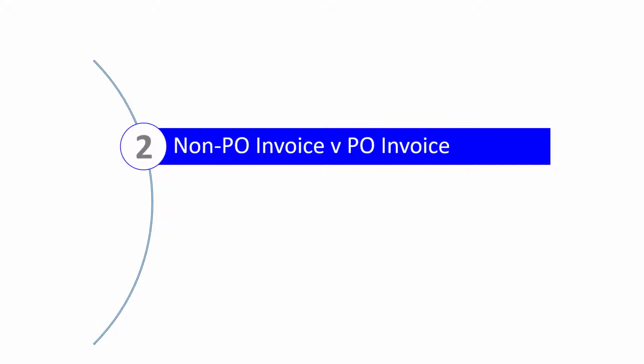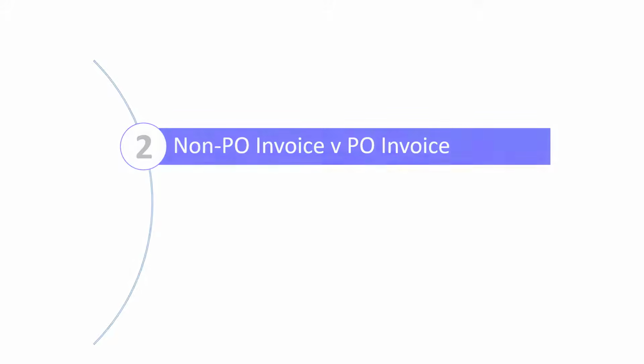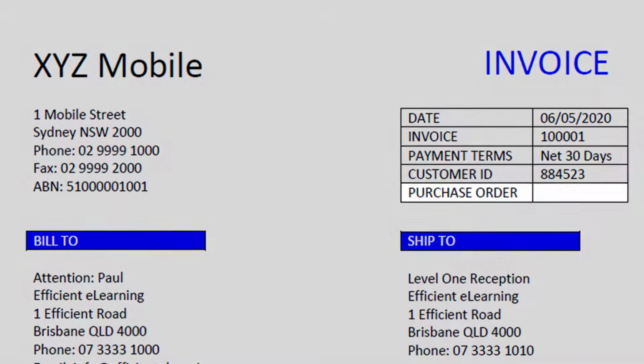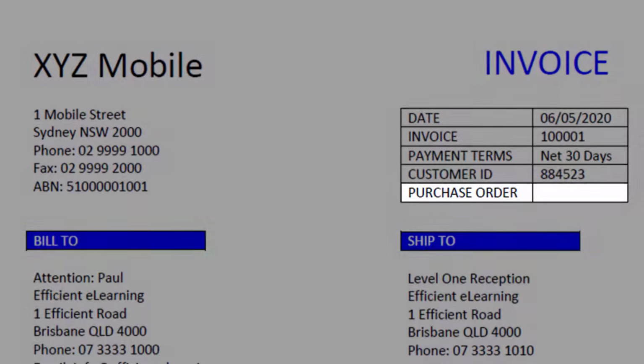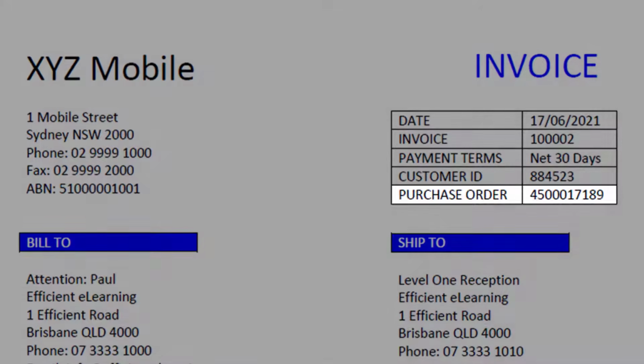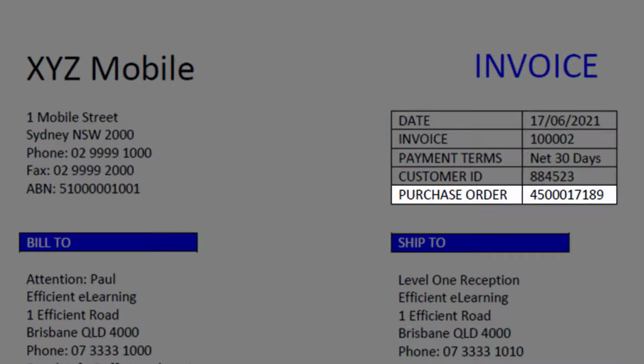Okay, so we've established where transaction MIRO fits in the Procure-to-Pay process. Now let's discuss the difference between a non-PO invoice and an invoice referencing a purchase order. Here's the two documents side by side. Visually, the only real difference is the purchase order field. As you would expect, for a non-PO invoice, this field is blank. Conversely, for an invoice referencing a purchase order, the field is populated with the relevant purchase order number.